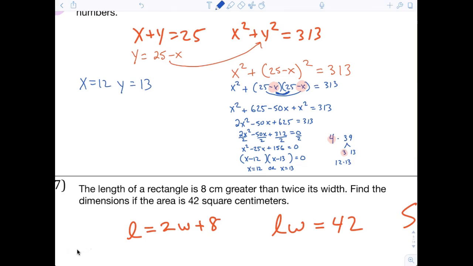Now, I could put x equals 13, then y would equal what? 12. But do you understand now what I'm saying? Those are the same. Right? So what are the two numbers they're looking for? 12 and what? 13.